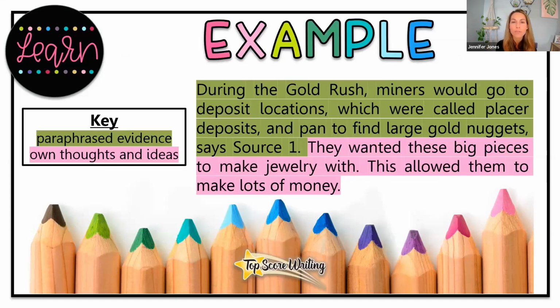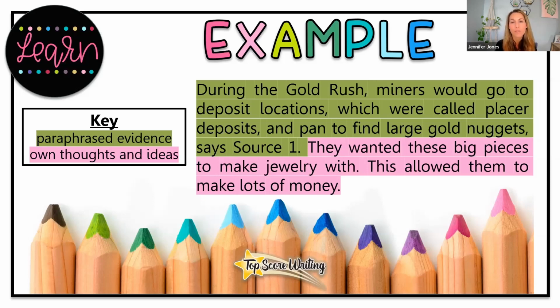Here you see paraphrased evidence in green, followed by the writer's own thoughts and ideas in pink. So the evidence is, during the gold rush, miners would go to deposit locations, which were called placer deposits, and pan to find large gold nuggets, says source 1. Now, the writer of this essay responds to this evidence by saying they wanted these big pieces to make jewelry with. This allowed them to make lots of money.